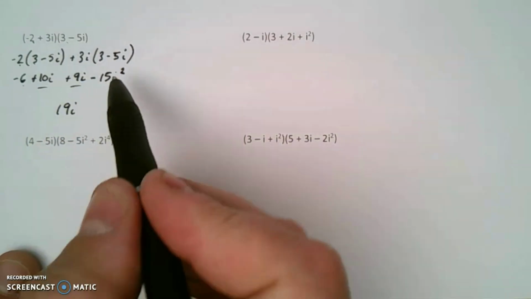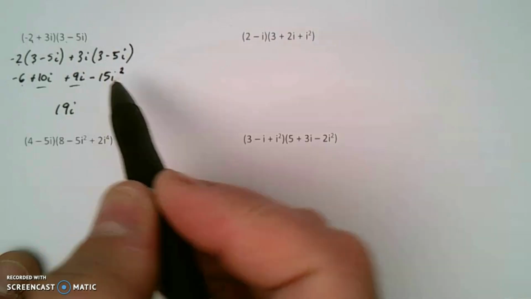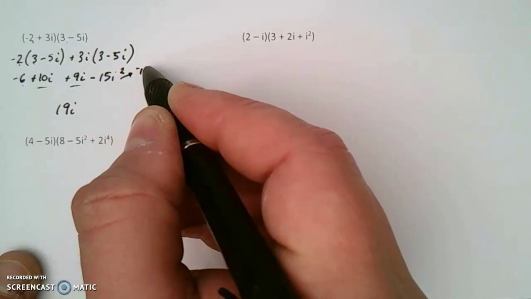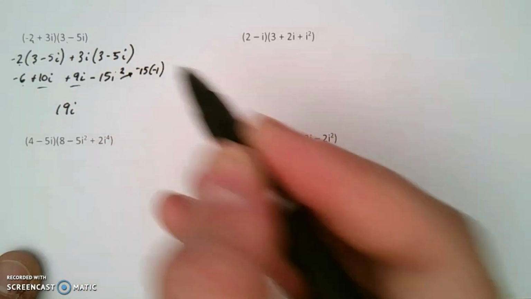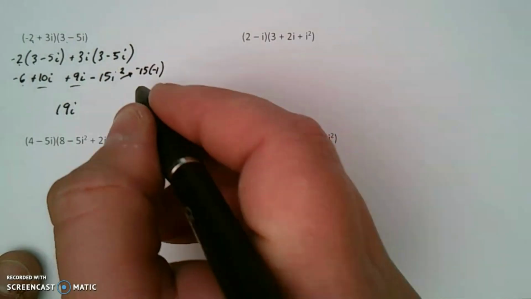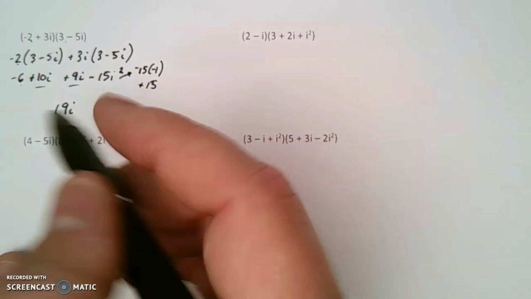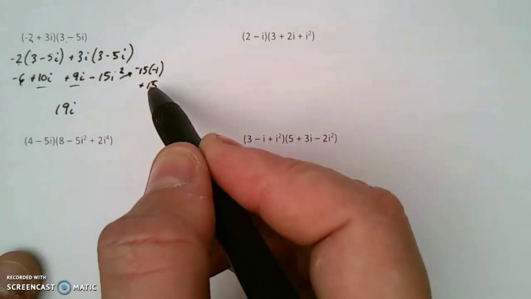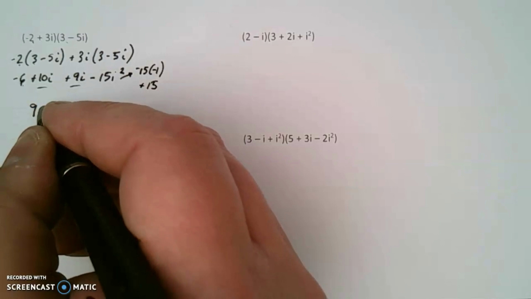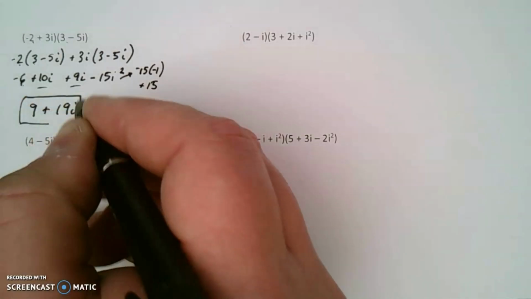The other thing to do is that i squared is negative 1. So in reality, this term is negative 15 times negative 1. Negative 15 times negative 1 is plus 15. Okay, so you've actually got negative 6 plus 15, and negative 6 plus 15 is 9. So you end up with 9 plus 19i.